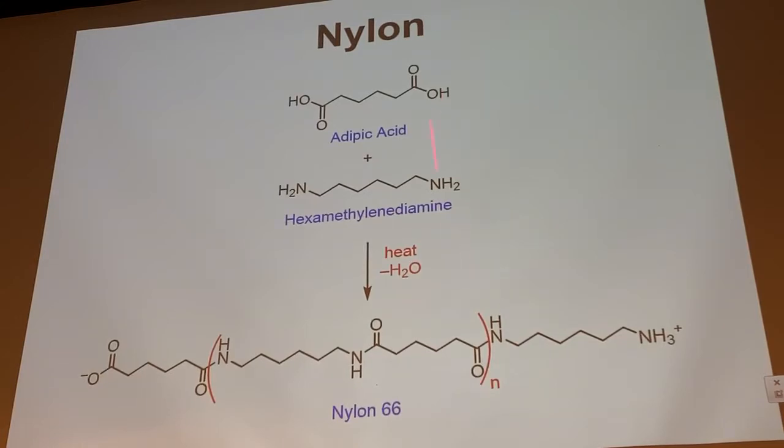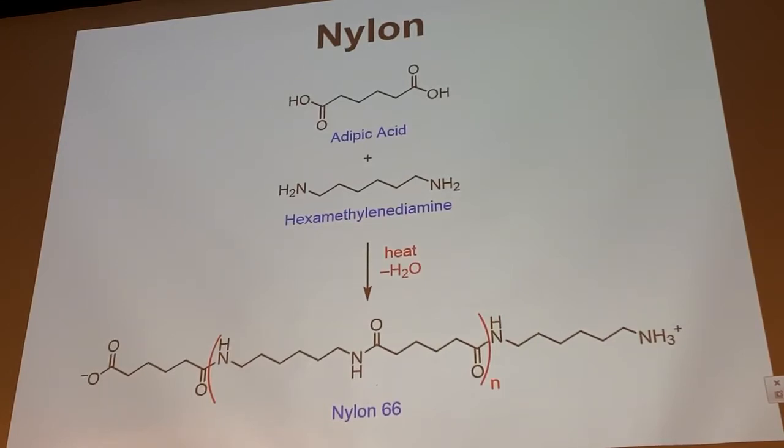And so you do that, you make an amide, and you're still going to have an amine on one end and a carboxylic acid on the other, so you can grow these long chains. Nylon 6,6, the name comes from the fact that you have 6 carbons in each of these 2 monomers. Okay, so this is a classical example of a step growth polymer, and then PVC would be a classical example of a chain growth polymer. Any questions?